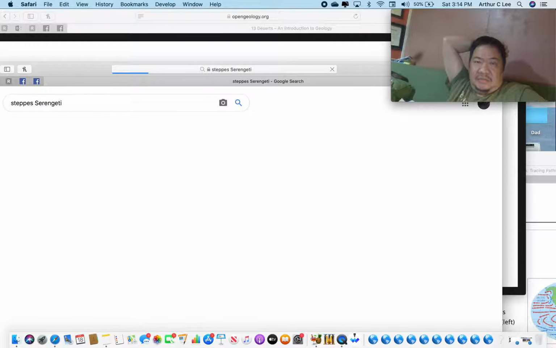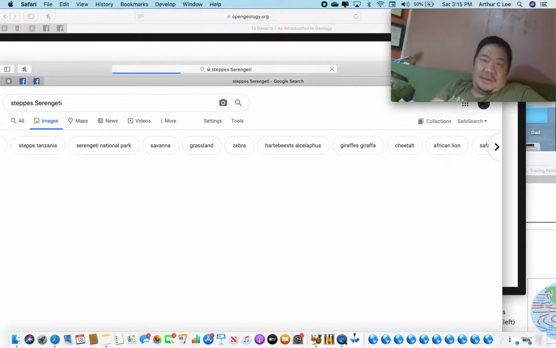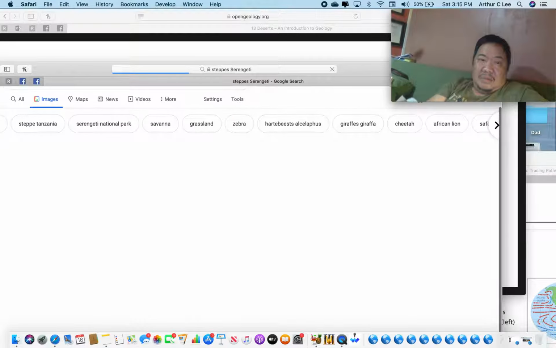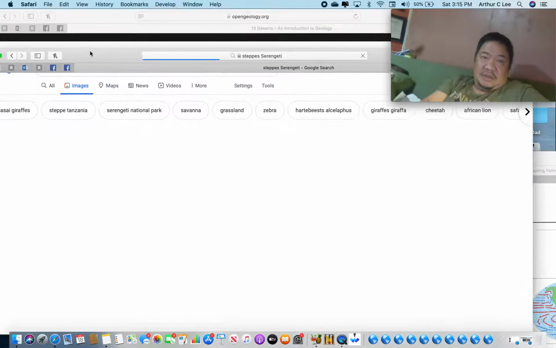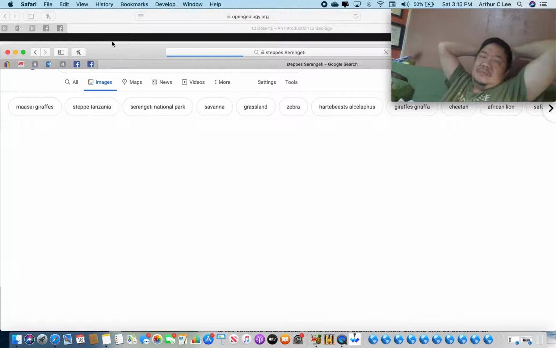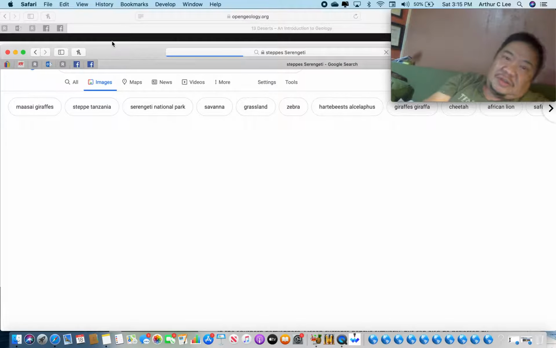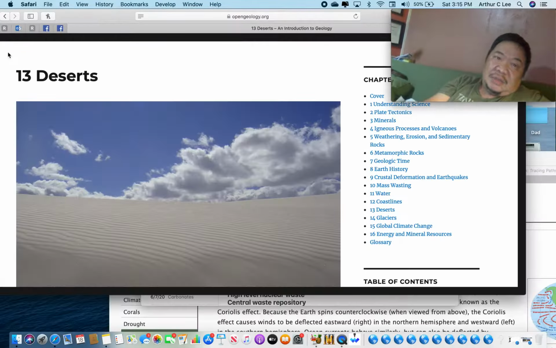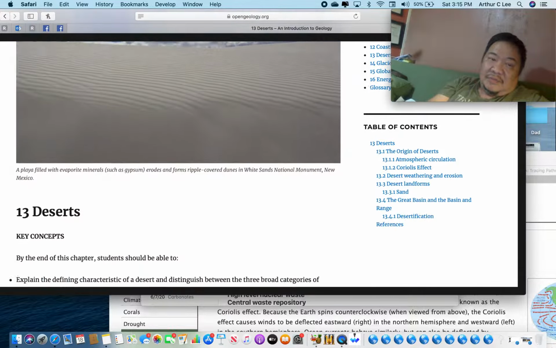Kind of slow. Sorry. Boy, is that slow. Well, that's a bit too slow, so I'm just going to tell you what a steppe is. A steppe is a place where you have 2 months of rainy weather and 10 months of dry weather.